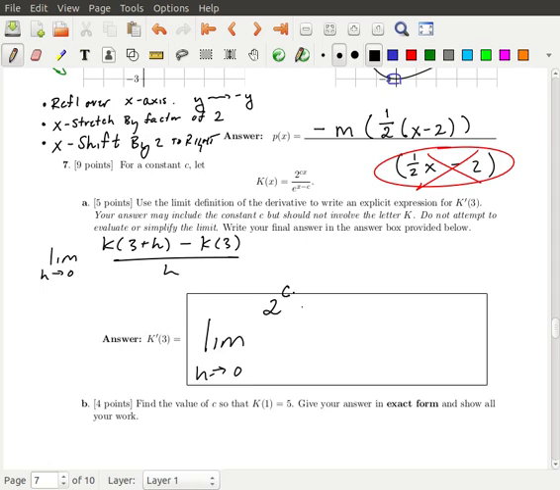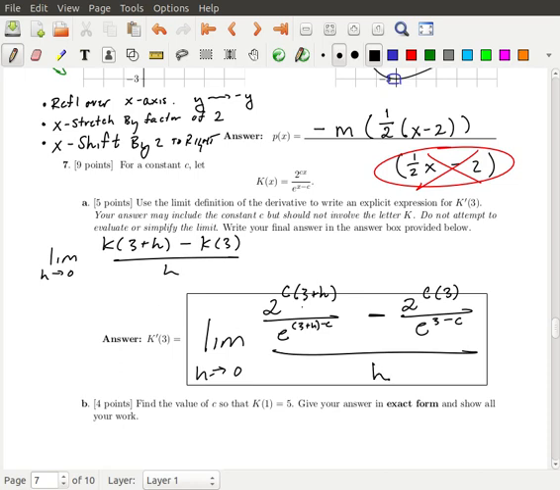2 to the c of 3 plus h over e to the 3 plus h minus c. So that's a lot, but that's just k of 3 plus h. We've plugged in 3 plus h into our x values. Minus 2 to the c times 3 over e to the 3 minus c. That's k of 3, then all over h.